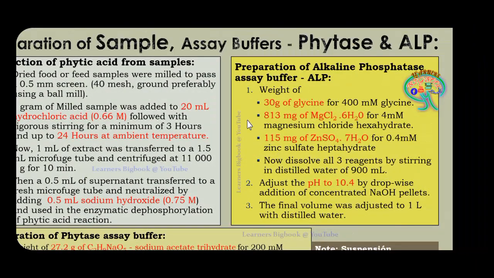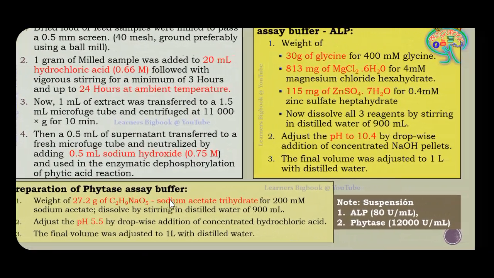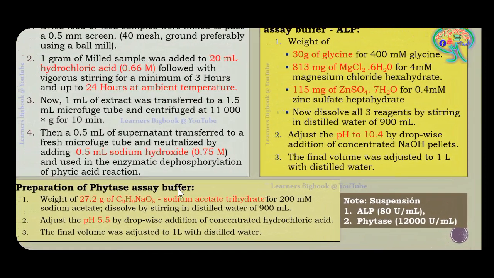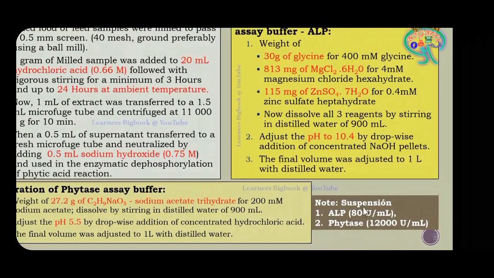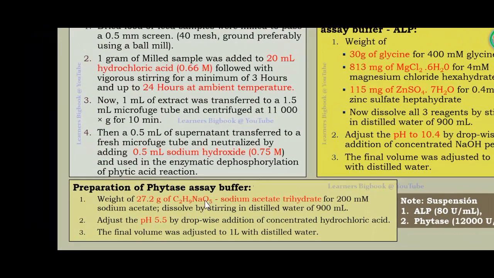Now, for the other preparations, we are preparing the alkaline phosphatase assay buffer, that is the ALP, and the preparation of the phytase assay buffer. These two buffers are prepared for the suspension of the enzymes. ALP, alkaline phosphatase, is the suspension or especially the enzyme itself. Phytase is also an enzyme, where 80 units per ml, 12,000 units per ml is the concentration.